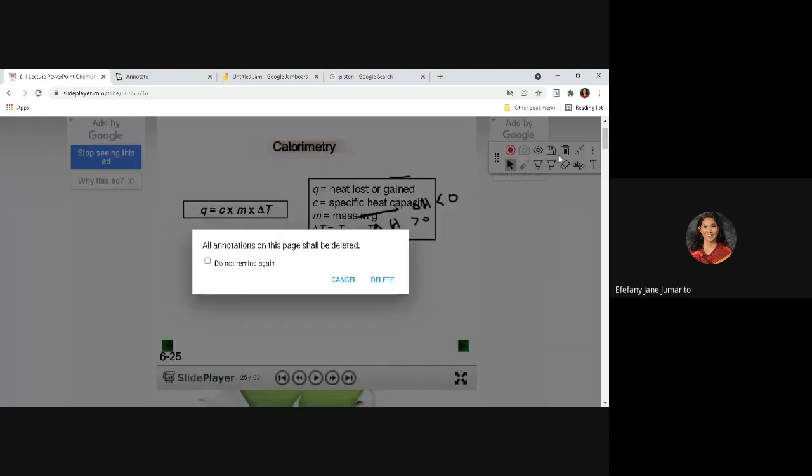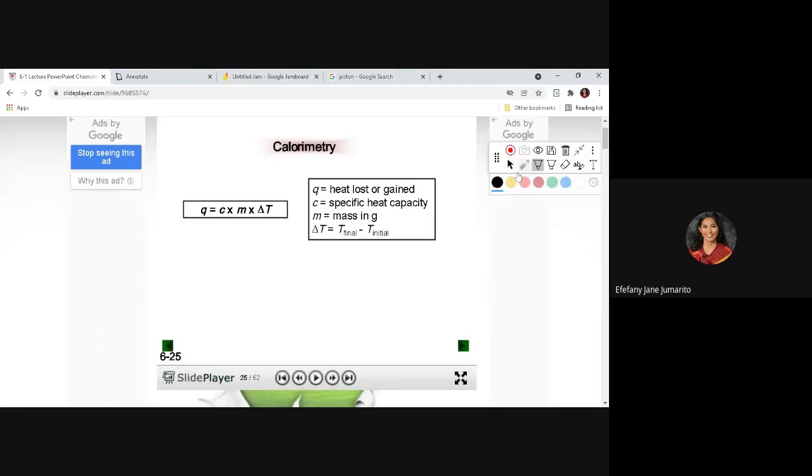Okay, then we also have another one, which is calorimetry, which is Q is equal to C, the specific heat capacity, then the mass, and then the delta T, if we're talking here about the temperature. Now, enthalpy is if we have the volume at constant pressure. Here in calorimetry, we have the change in temperature. So the formula is Q is equal to C times m times delta T.